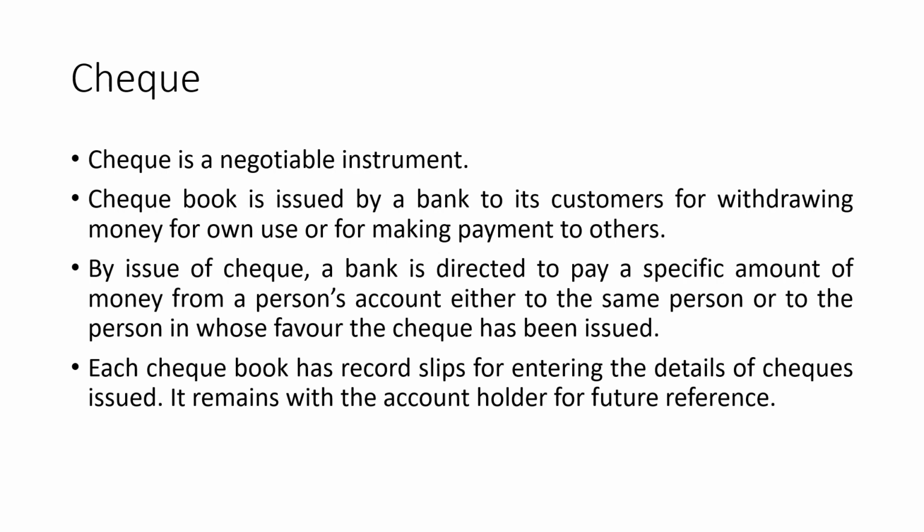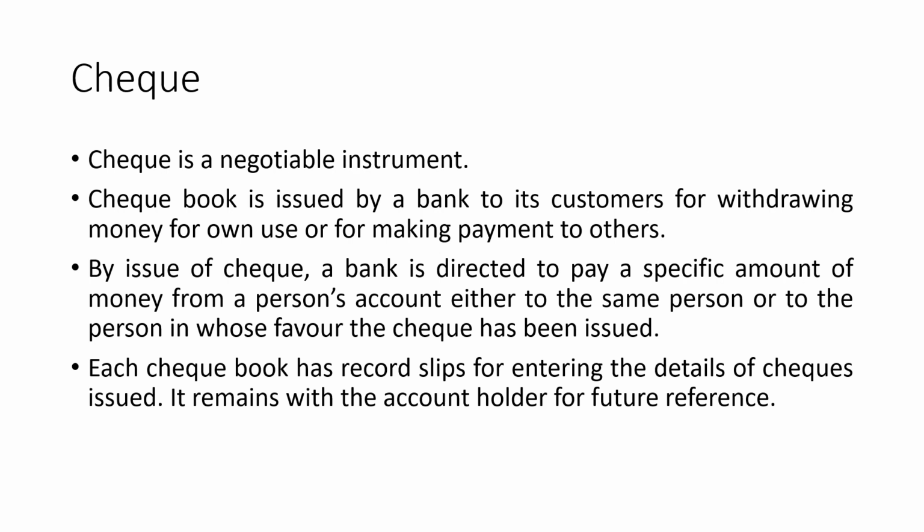Okay, so this check: if you receive a check, you have to convert it into cash by using the previous one, like you have to enter a pay in slip in the bank and you can convert it into cash. Okay, so by issuing a check, a bank is directed to pay a specific amount. If you receive one check with some amount, 10,000, then you have to take the money using the check from the bank.